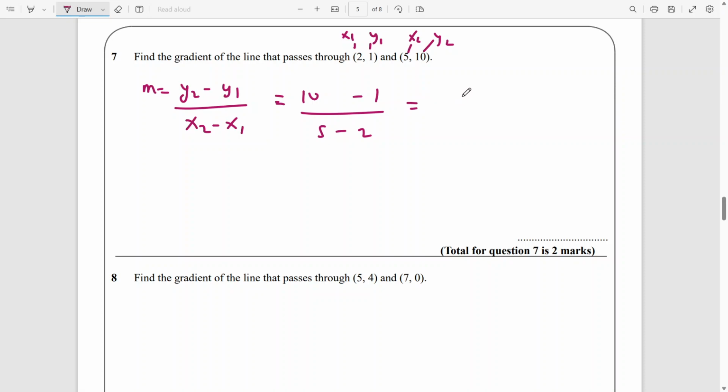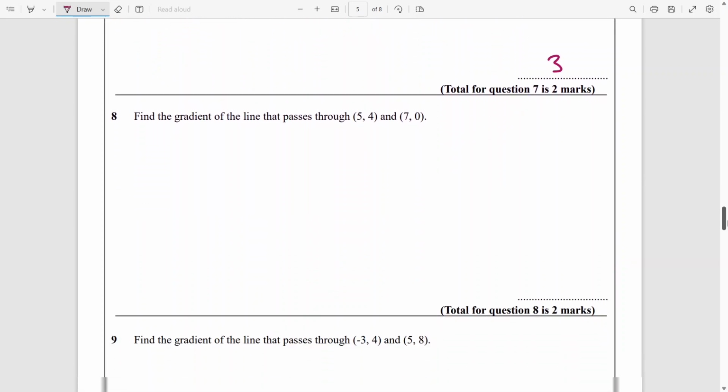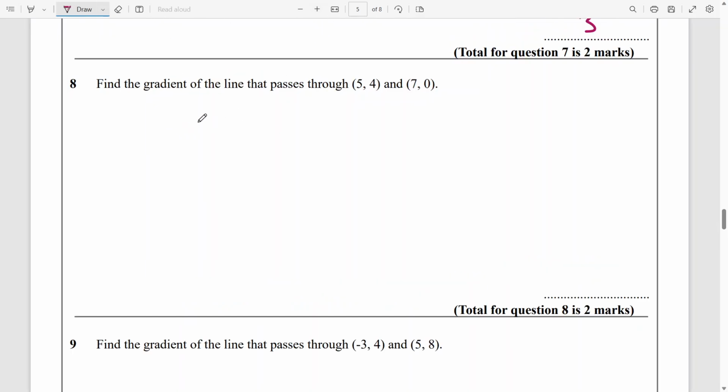And 10 minus 1 is going to be 9. And 5 minus 2 is going to be 3. And 9 divided by 3 is 3. So the gradient of those two coordinates is 3. The next one, number 8. So you want to work out the gradient for this.